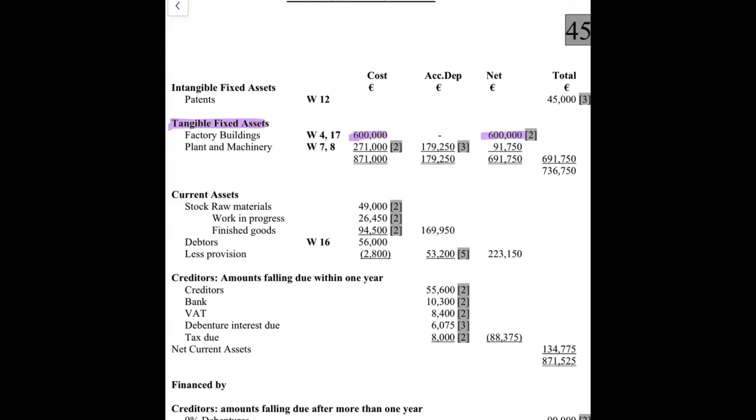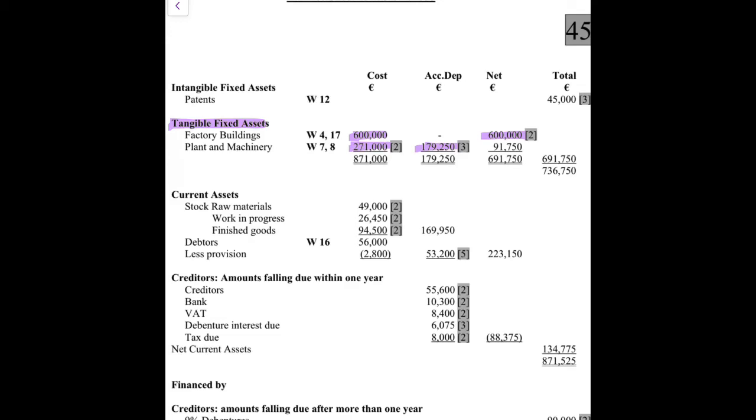Plant and machinery: this information is coming from that disposal working, the big working. You've got 2 marks going for your cost of 271,000 and 3 marks going for your accumulated depreciation of 179,250. There's an awful lot of marks going for that working, because the sale of scrap was affected, you've got your gain or loss, you've got your charge for this year, and then you've got your cost and accumulated depreciation. You could be talking up to 20 marks for that working. So it's really important that you know what you're doing.